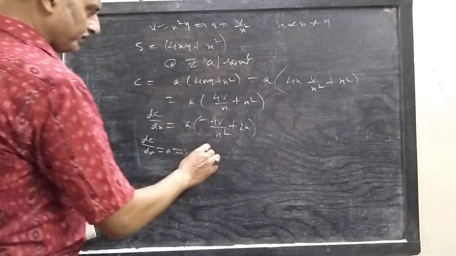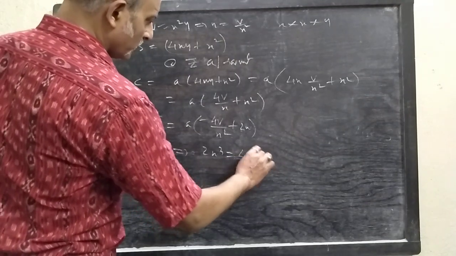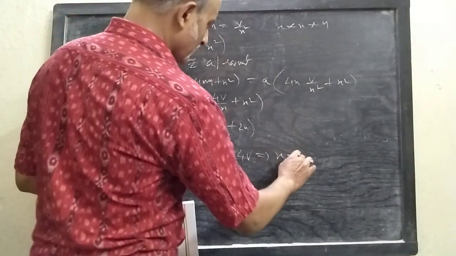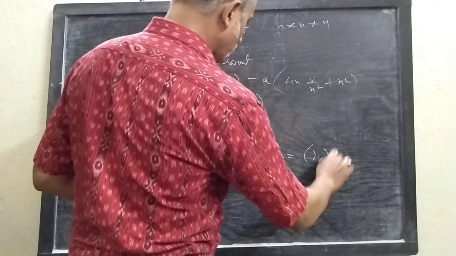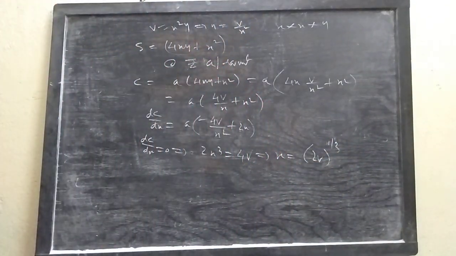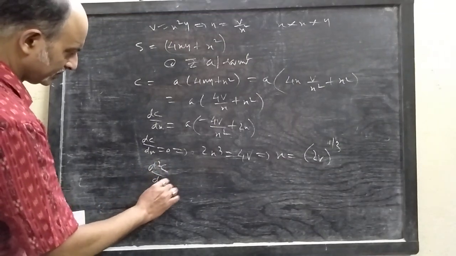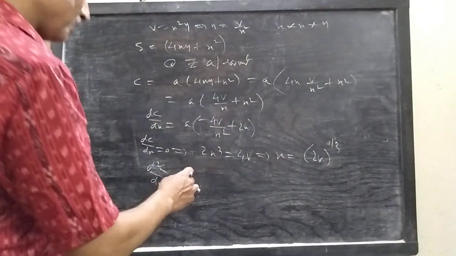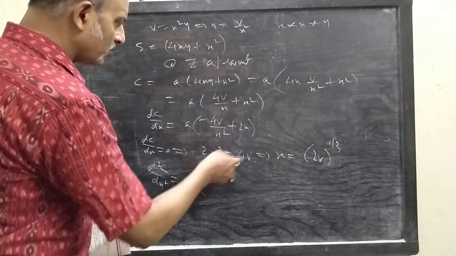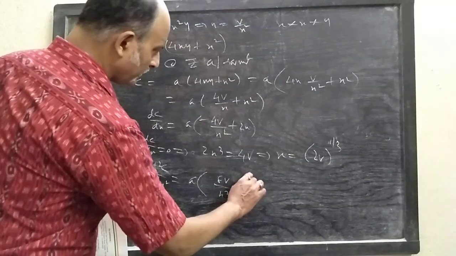This gives 2x cube equals 4b. That means x equals 2b to the power 1/3. Very good. Then find d2c dx2. This will be small a into 8b by x cube plus 2.